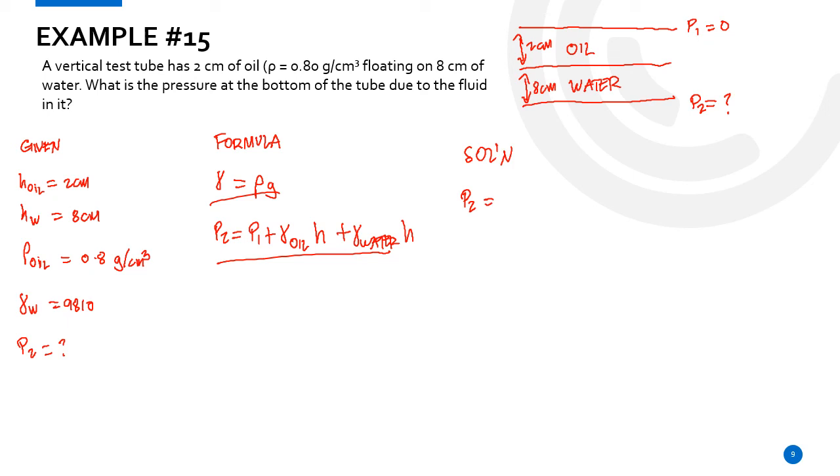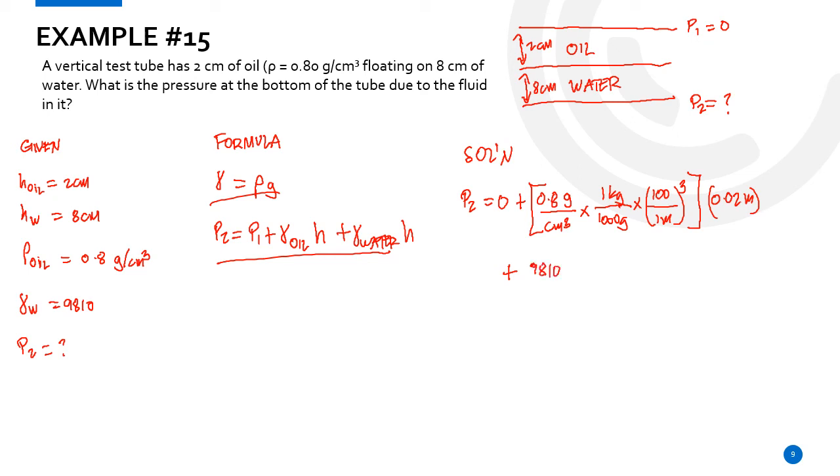P2 is equal to P1, na ito is 0 man, 0 plus specific weight ni oil. So, ang specific weight ni oil is density 0.8 gram per cubic centimeter, no? I-convert na to og kilogram per cubic centimeter. So, 1 kilogram per 1,000 grams times 100 centimeter per 1 meter. Pero naka-cube na siya. Okay? Times height niya is 0.02. Dapat naka-meters ta. Sunod, plusan pa dyan nato katong kang water. So, specific weight ni water is 9810 times height niya nga 0.08 meters. Okay?